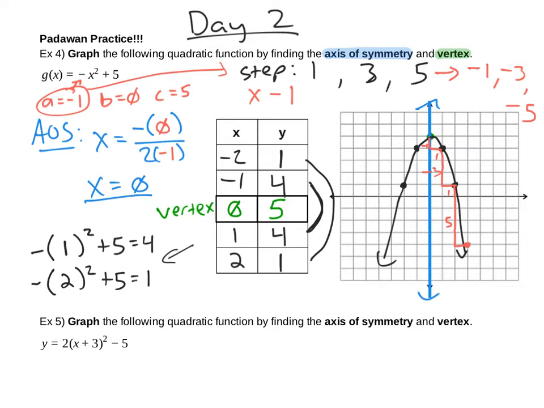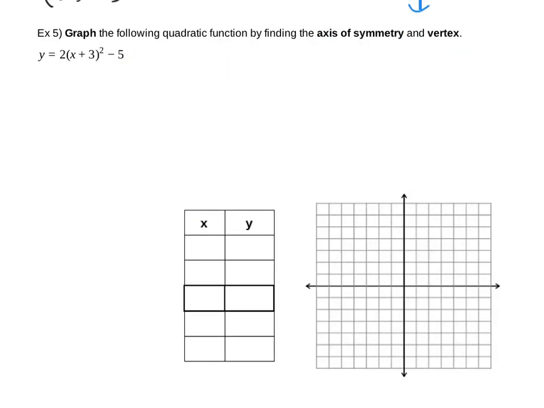Okay? You can use that to help you build these graphs as well. Symmetry in the table, symmetry in the graph, okay, and also the step pattern. How is this one different? It's not in standard form. Can we identify A, B, and C here? No. We have to convert to standard form. How could we do that? How do we get this into standard form?